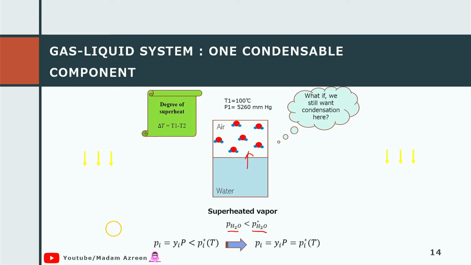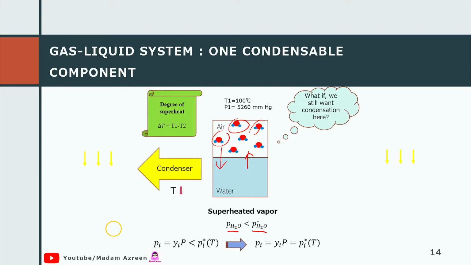So there are two methods by which we can condense. Although it is superheated, we can condense this water vapor again. We want it to condense. Why do we need to condense? Because in some cases in the chemical industry, they want to do a separation process. We cannot wait until saturation occurs. We just want to separate at any temperature and pressure.